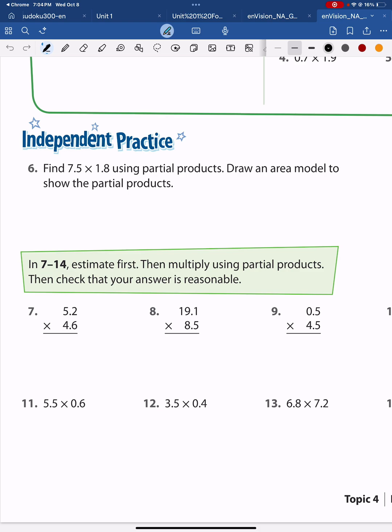So when you are multiplying decimals, it is the same process as multiplying multi-digit numbers that don't have decimals. Unlike adding and subtracting decimals, you do not need to line up the decimals.